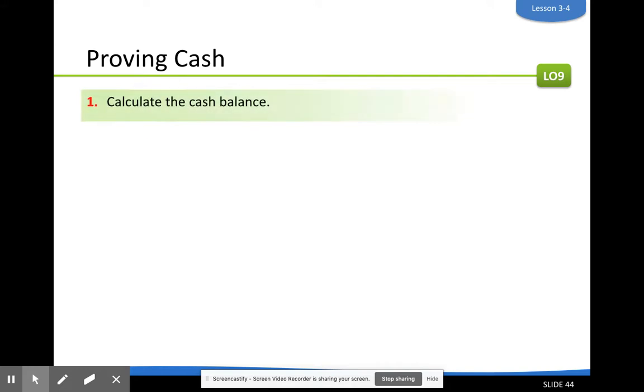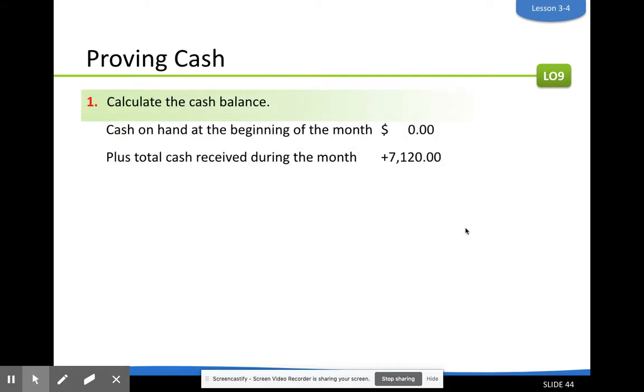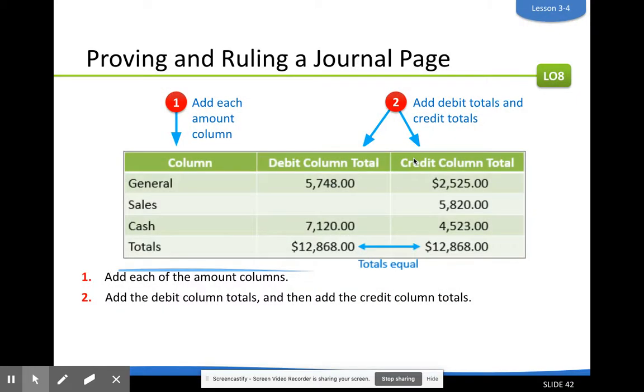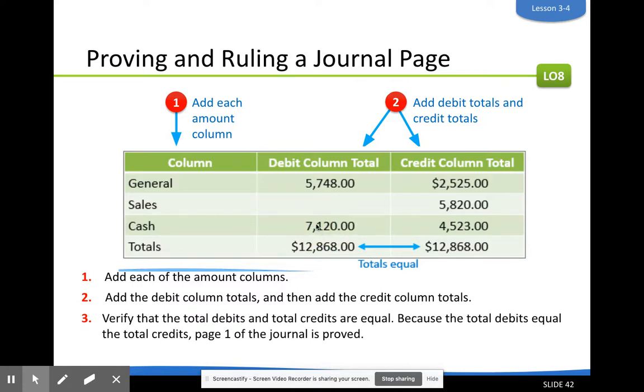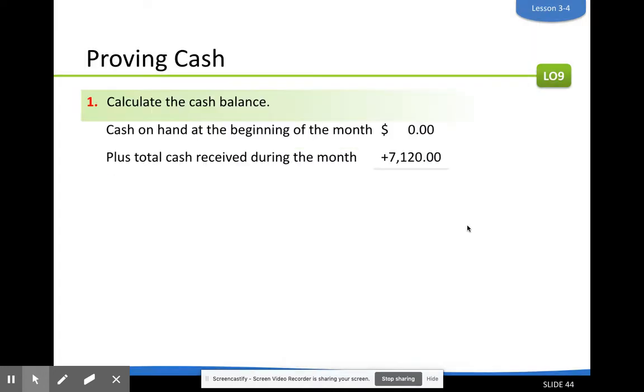So proving cash. You start out with the money that you have at the beginning of the month. Well, we started maybe a brand new company with $0. Next, we take the total cash received during the month. Total cash received during the month would be equivalent to our cash debit amount. Every time we receive cash, we debit cash. So that is where we find that number. Next, we're going to find out the amount that we spent. Cash spent, that would be this amount, $4,523, the cash credit.